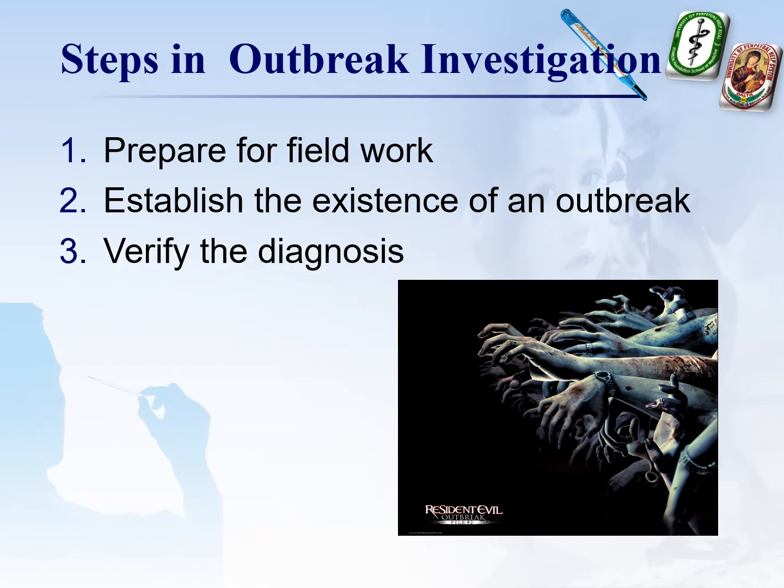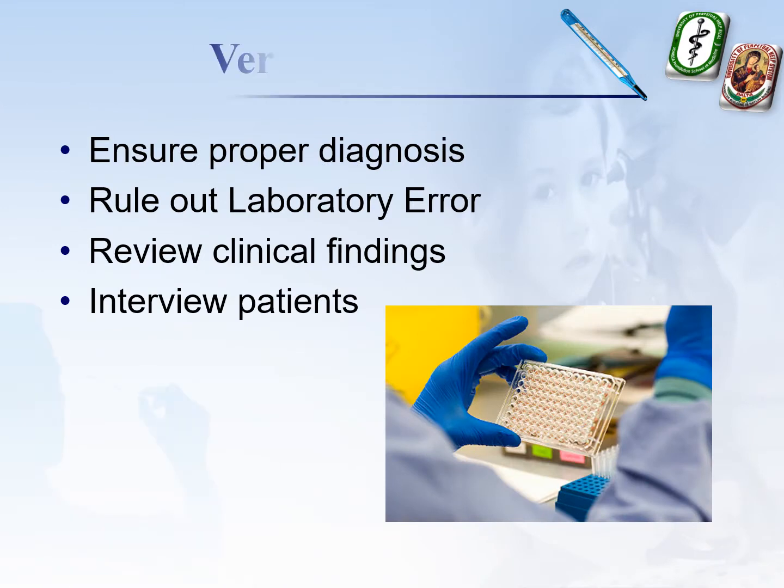Then we verify the diagnosis. Verifying the diagnosis requires review of the clinical findings, symptoms, and features of illness, and laboratory results for the people who are affected. If there is any uncertainty about the laboratory findings, a laboratory technician should review the techniques being used. If the epidemiologist expects a need for specialized lab work, they will begin obtaining the appropriate specimens, isolates, and other laboratory material from a sufficient number of patients as soon as possible.